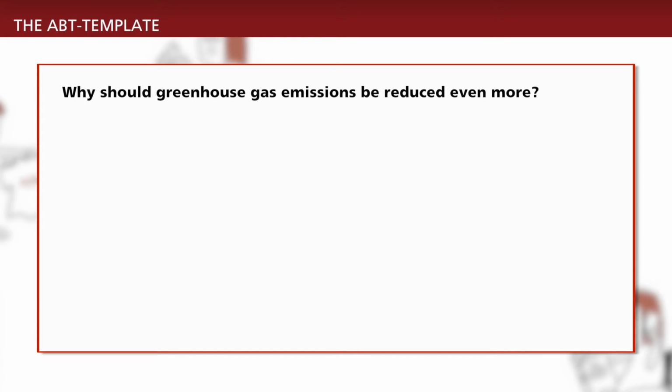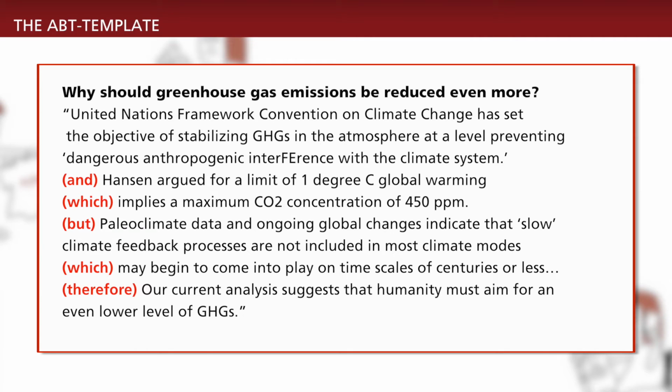Here is a cumbersome one from the IPCC report. Why should greenhouse gas emissions be reduced even more? The answer could be, the United Nations Framework Convention on Climate Change has set their objectives of stabilizing greenhouse gases in the atmosphere at a level preventing dangerous anthropogenic interferences with the climate system. And Hansen argued for a limit of 1 degree Celsius global warming, which implies a maximum CO2 concentration of 450 ppm. But paleoclimatic data and ongoing global changes indicate that slow climate feedback processes are not included in most climate models, which may begin to come into play on timescales of centuries or less. Therefore, our current analysis suggests that humanity must aim for an even lower level of greenhouse gases.